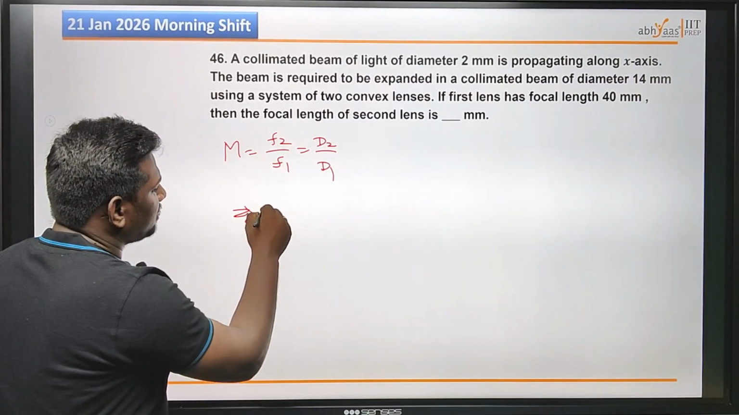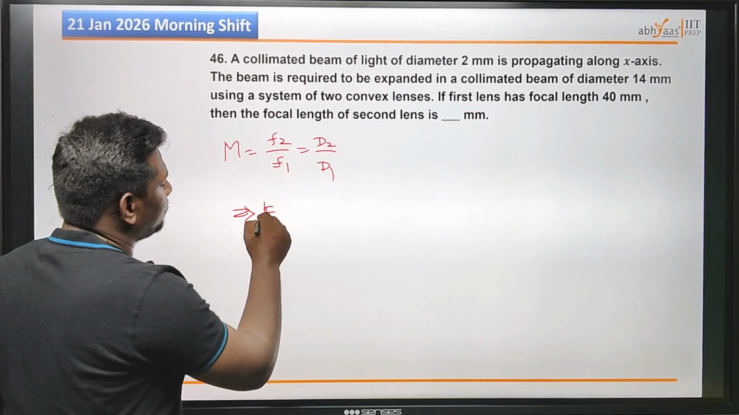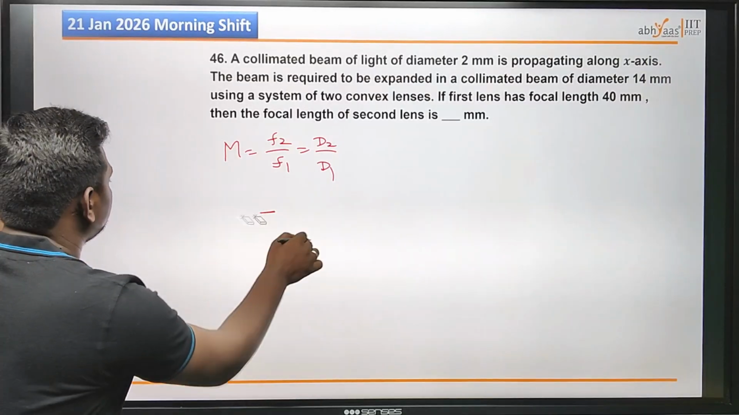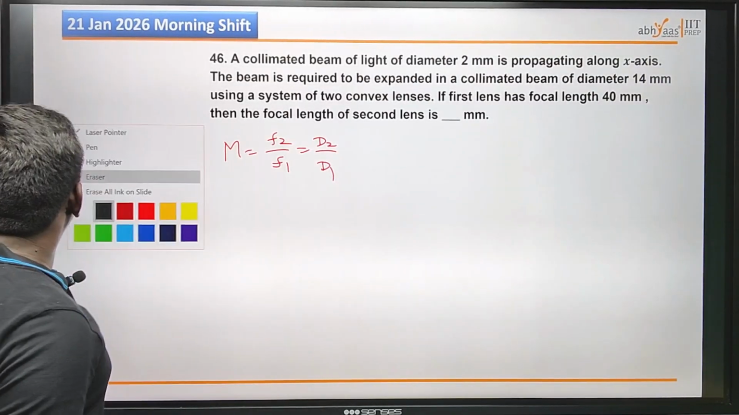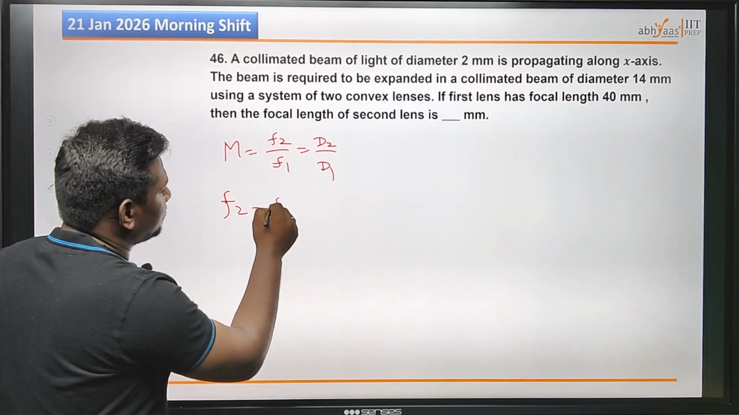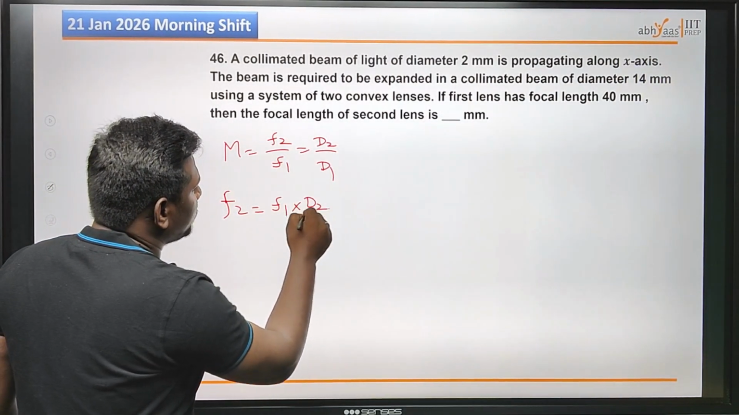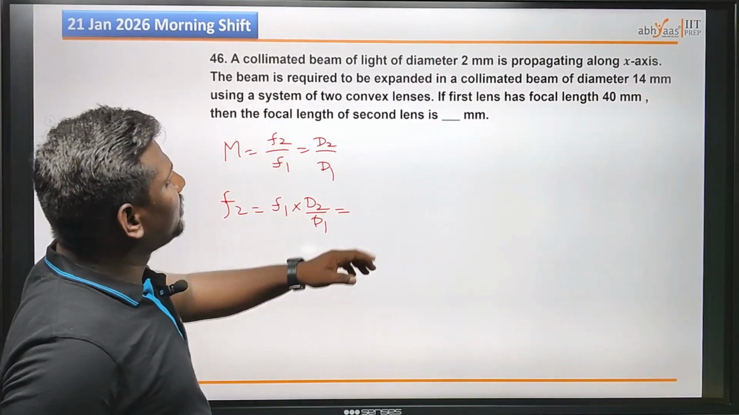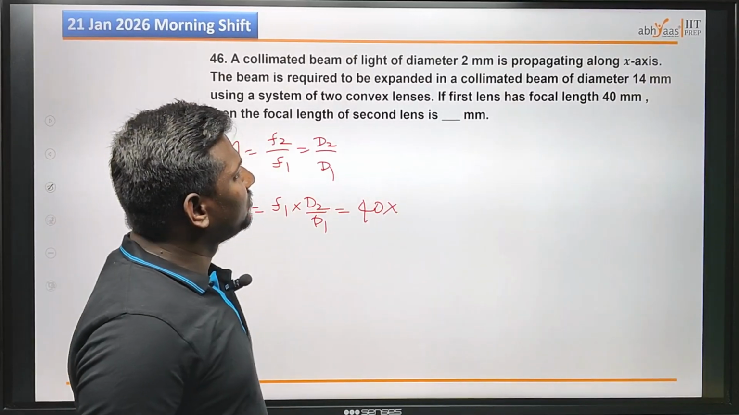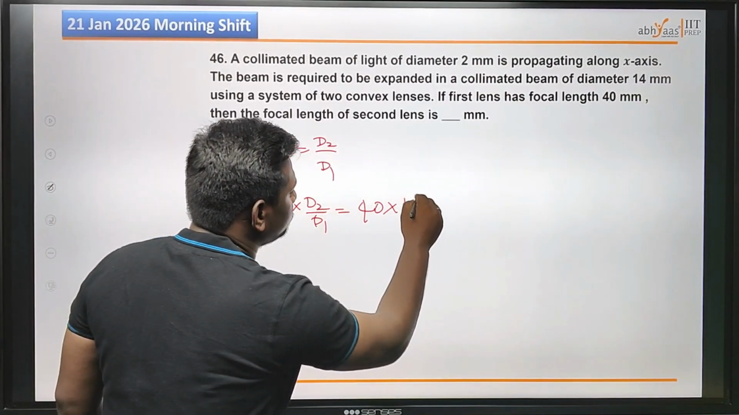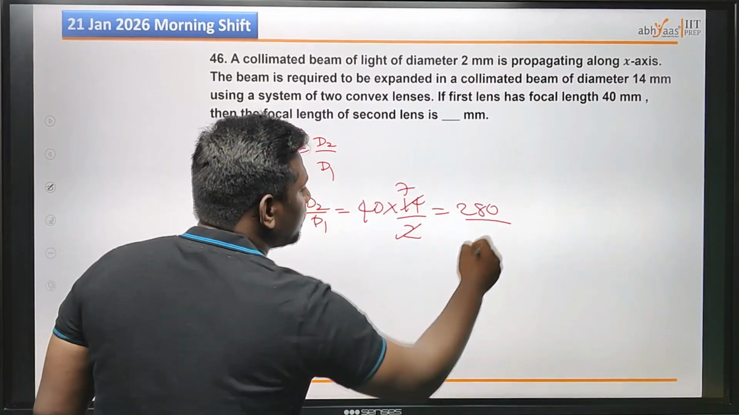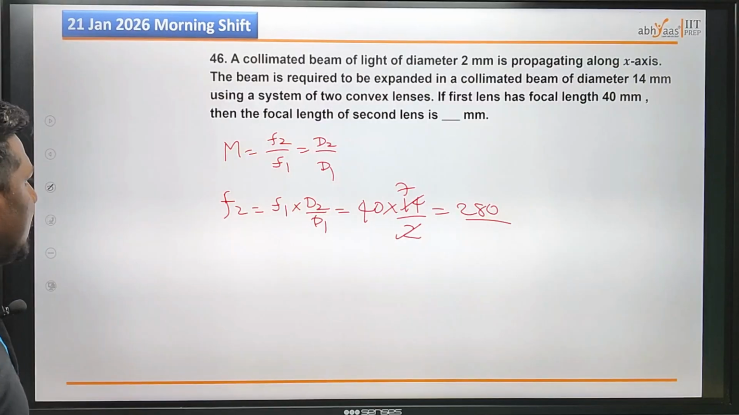So from this one, f2 can be written as f1 into d2 by d1. So what is f1? Focal length 40, into d2. What is d2? 14 by 2. So simply 7. 280 is the correct answer. 280 is the right answer.